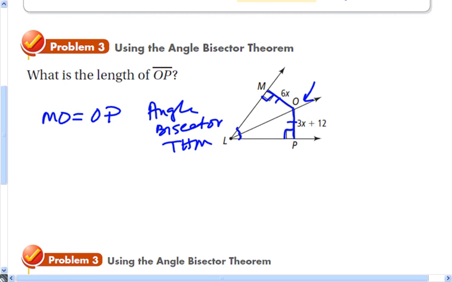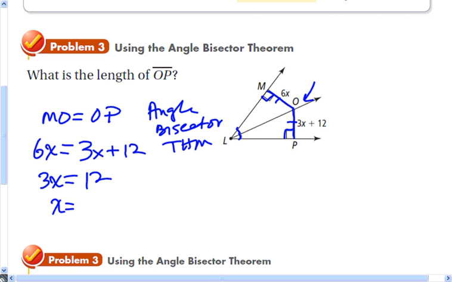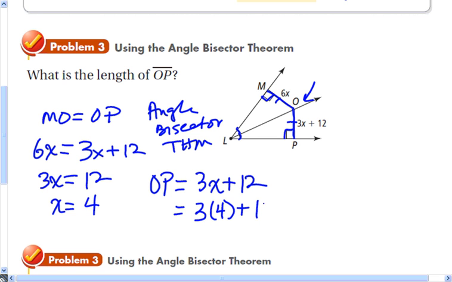And so we can just substitute for MO and OP. And we get 3x is equal to 12 by using the subtraction property of equality. And by using the division property of equality, we get x is equal to 4. Then we know that OP is equal to 3x plus 12. That's a given. So we can substitute for x the number 4 and simplify, and we get 4.